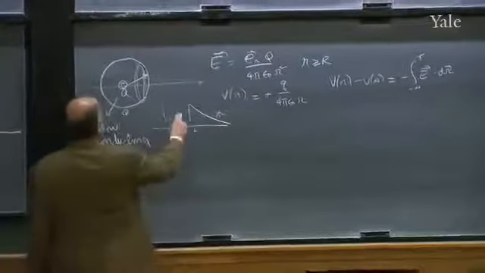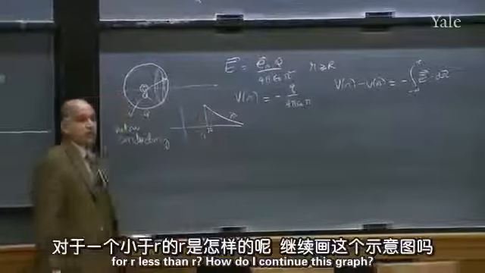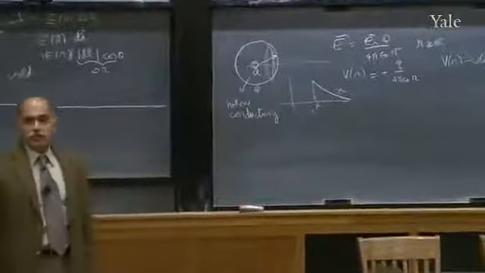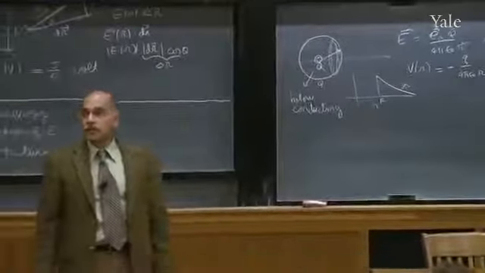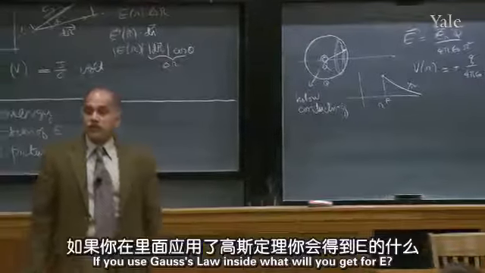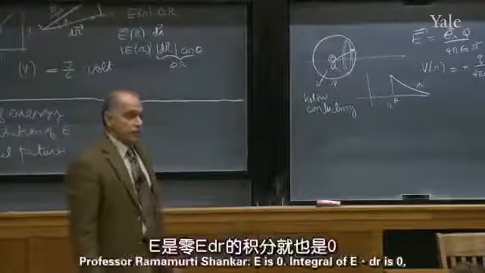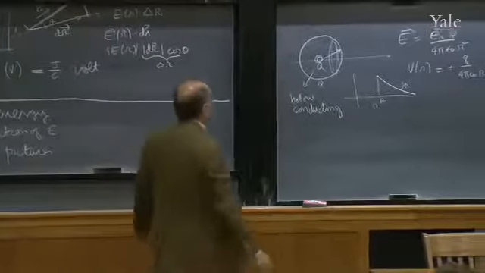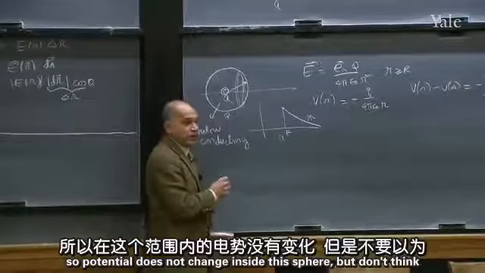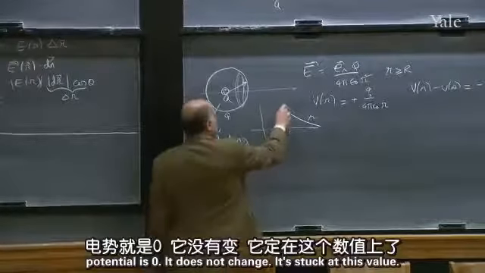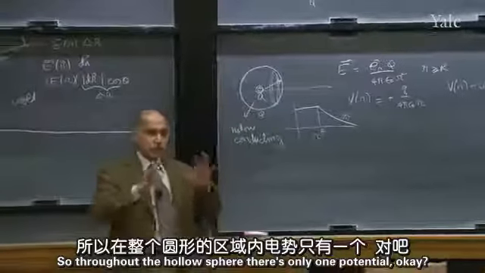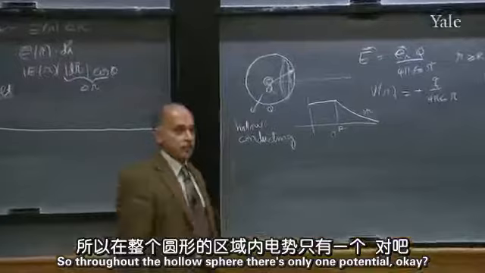Now, what about for r less than R? How do I continue this graph? Pardon me? You can use Gauss's law. If you use Gauss's law inside, what will you get for E? E is 0. The integral of E dot dr is 0. So potential does not change inside the sphere. But don't think potential is 0. It does not change. It's stuck at this value.